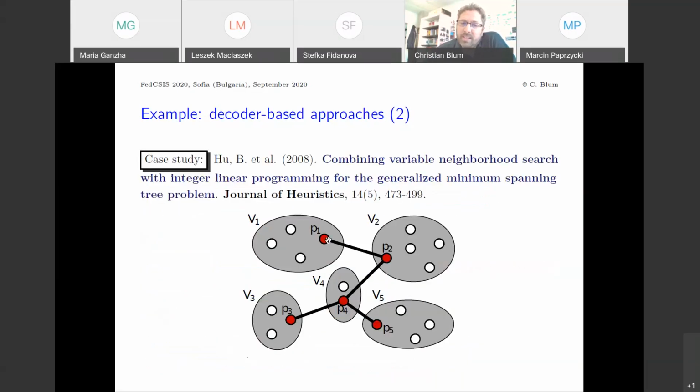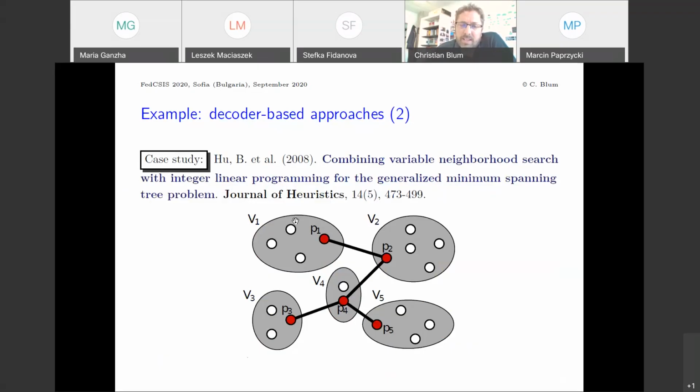But of course, these decoder-based approaches also use clever exact techniques, let's say, as decoders. And I want to show you an example of that kind. This is the paper from which I took this example. It's already quite old, but I took it because it's very intuitive. There are decoder-based approaches published every year, but this one is quite intuitive.